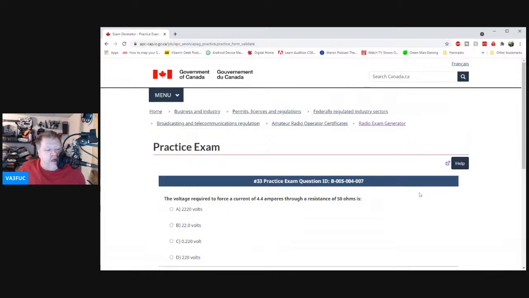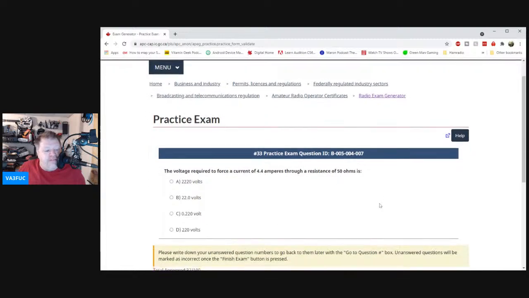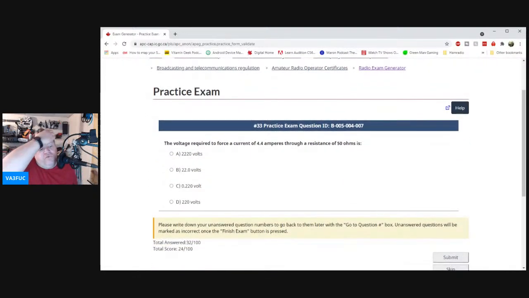The voltage required to force a current of 4.4 amperes through a resistance of 50 ohms is, okay, 220 volts, 22.0 volts, 0.220 volts, or 2200 volts?